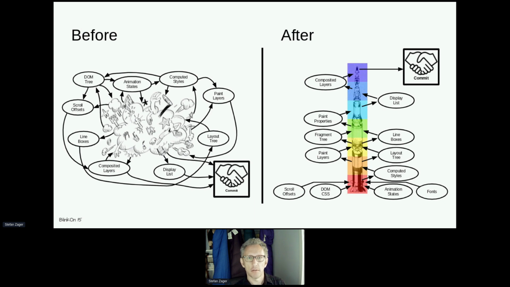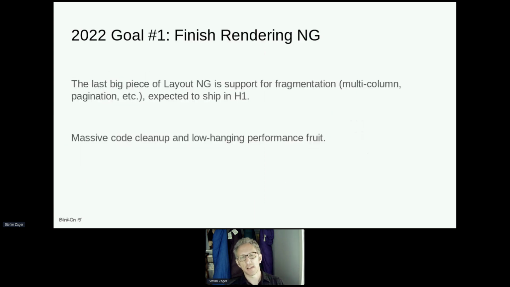But let's not get too far ahead of our skis. Rendering NG is almost done. As Chris says, 99.5%. Composite After Paint, I'm happy to report, has shipped to stable channel, but we're still working through some existing bugs and new regression bug reports. And the last big piece of Layout NG is support for fragmentation, meaning multi-column and pagination. And that is expected to ship by the end of Q2 of 2022.